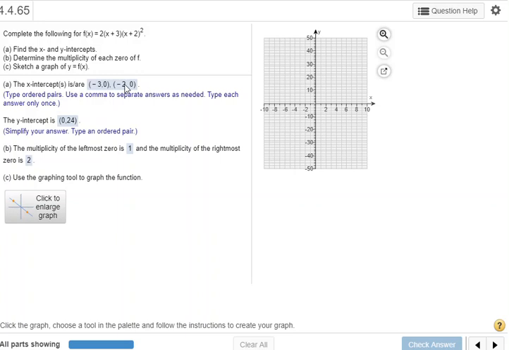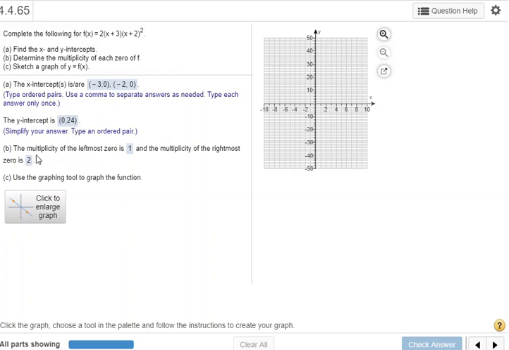So there's that one. The y-intercept, we let x be 0. So if that x becomes 0 and that x becomes 0, we have 2 times 3 times 2 squared, and you end up having 24. Again, you want that to be an ordered pair.